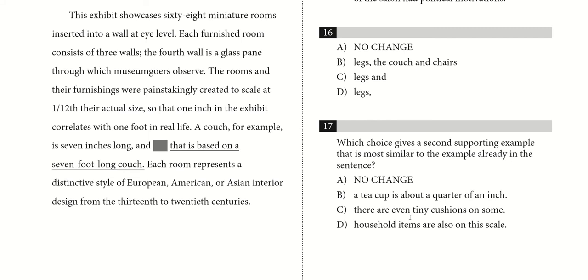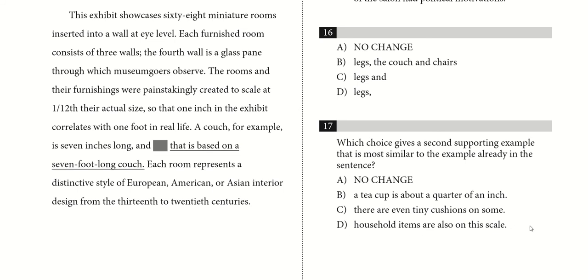What about C? There are even tiny cushions on some. That's not really similar. Again, here we were given an object and then how big it was. Here, just the statement of an observation relating to some object. So this isn't very similar. And same with D. This one, you have a broad description of objects and it's saying they are also on this scale.